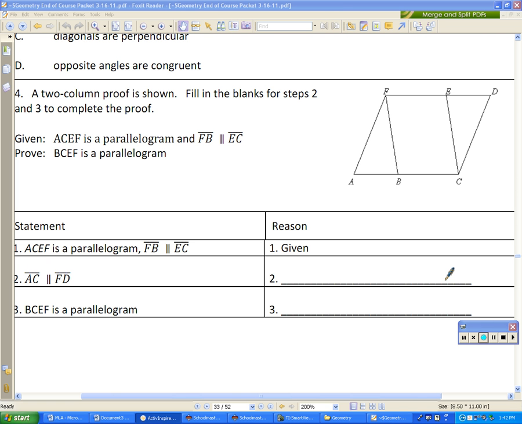Therefore, we know that BCEF is a parallelogram. How do you know that? It has two pairs of parallel sides, so I would say off of that one that that is the definition of a parallelogram. Okay? Is that both pairs of opposite sides are parallel to each other. Okay, can I make it go away? Yeah.